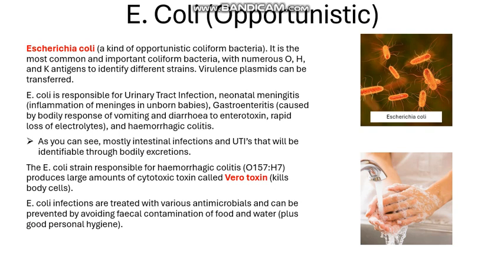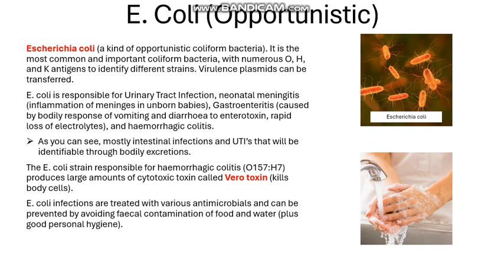So, a quick overview of Escherichia coli, E. coli. It's a kind of opportunistic coliform bacteria. It's the most common and an important coliform bacteria with numerous O, H, and K antigens to identify different strains. Remember, we use these O, H, and K antigens for serological identification of gram-negative bacterial species. Virulence plasmids can also be transferred between individual members of E. coli, so that can transfer things like antibiotic resistance.